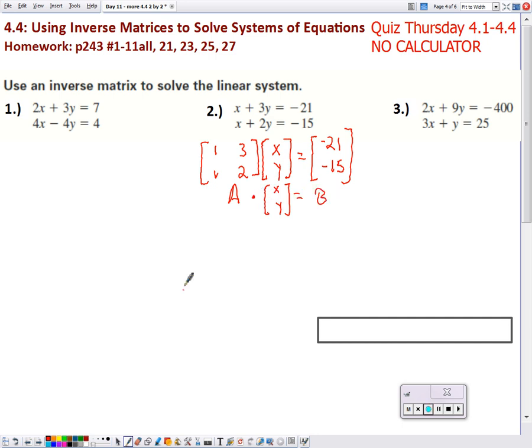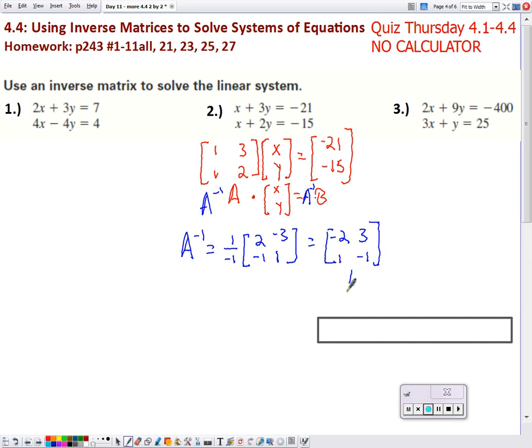To find xy, again, we're going to multiply both sides times A inverse. So, here we go, A inverse. That's going to be 2. Ooh, this one's excellent. Look what happens. 1 times 2 is 2. 3 times 1 is 3. And when I subtract, I'm going to have negative 1. So 1 over negative 1. I'm going to switch 2 and 1 and negate 3 and negative 1. And that gives me an inverse of 3, 1, negative 1. That's A inverse.